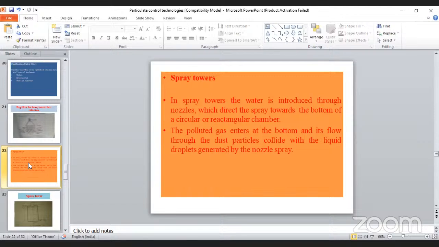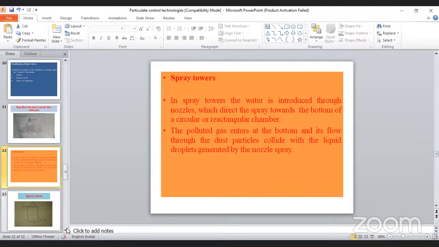So when the spray tower is there, the water is introduced through the nozzle, which directs the spray towards the bottom of a circular or rectangular chamber, and the polluted gas is entered at the bottom and it flows through. The dust particles collide with the liquid droplets which are generated by the nozzle spray. Collide only is correct. React means it makes a compound.